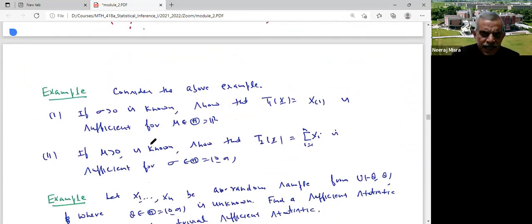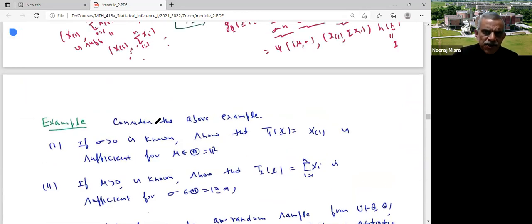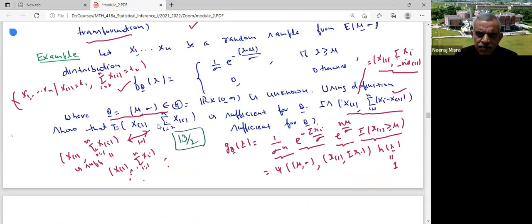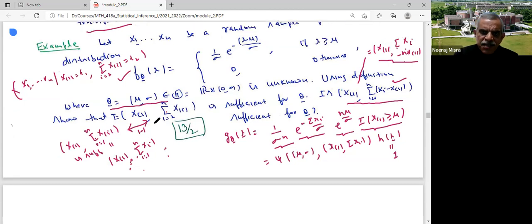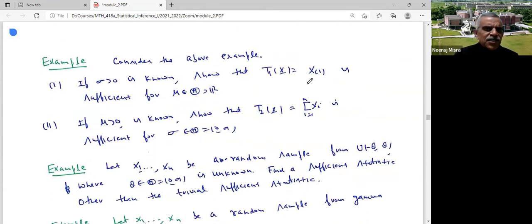Now let's consider another example where sigma is known. Note that if sigma is known, then this can be consumed in hx. Sigma is known, so this can also be consumed in hx. So the only quantity which has to be consumed in the parameter and statistic is this latter part, which has only the statistic x. If sigma is known, then x1 would be sufficient.